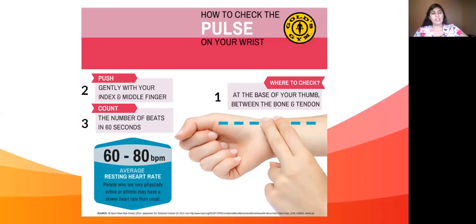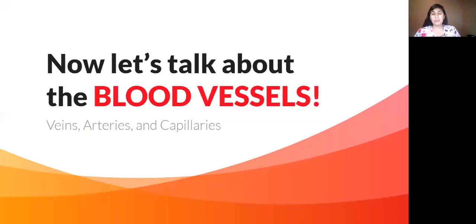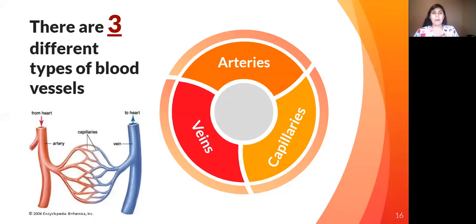Okay, so now that we've talked about the heart, the next thing we're going to talk about is the blood vessels. The blood vessels were that second part of the cardiovascular system. These blood vessels consist of 3 different parts. The 3 different types of blood vessels are arteries, veins, and capillaries. They all do different things.